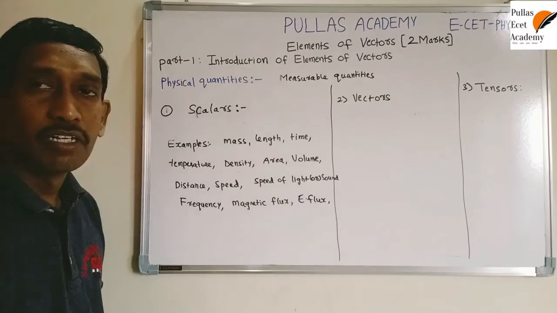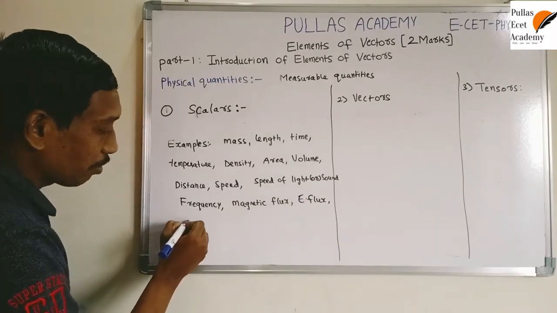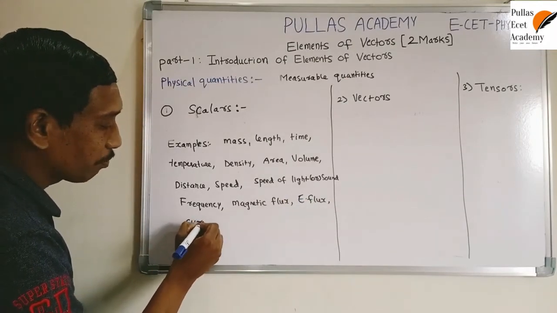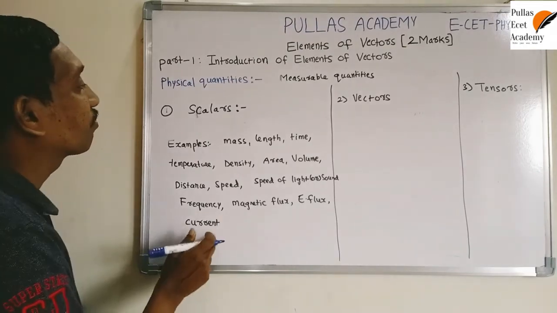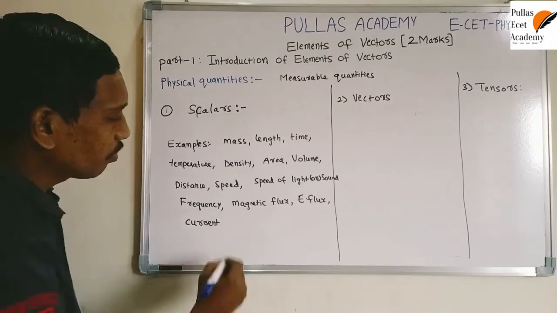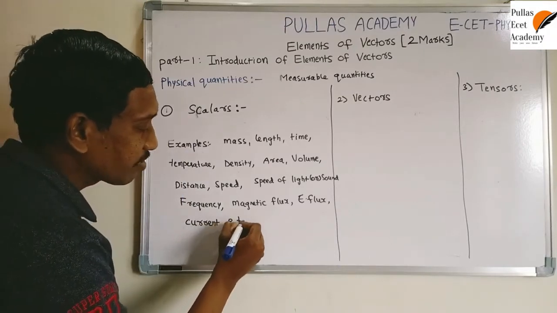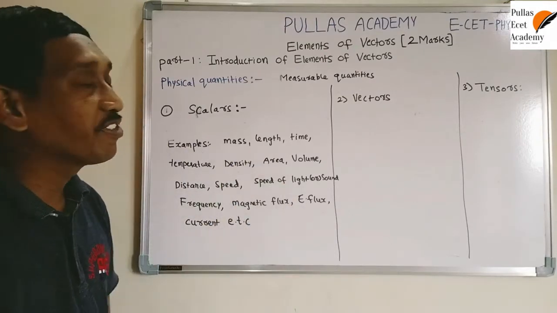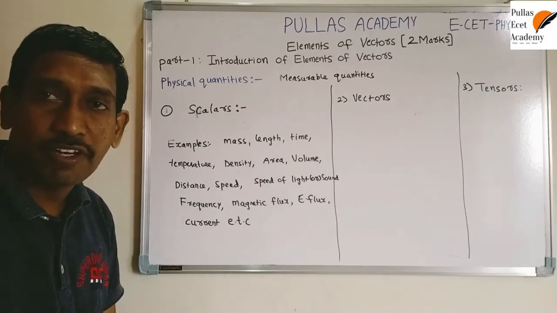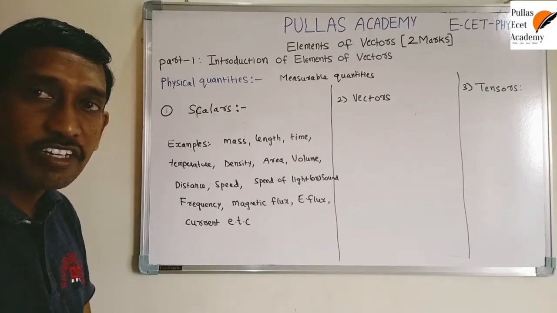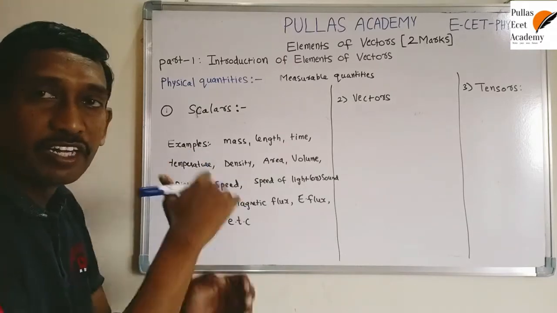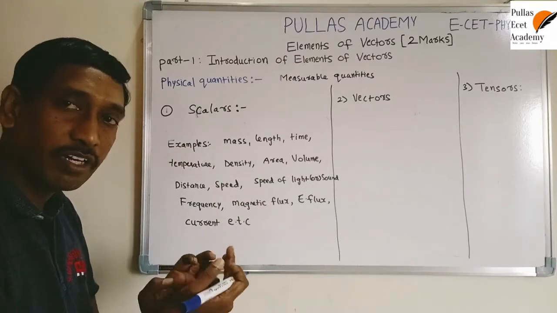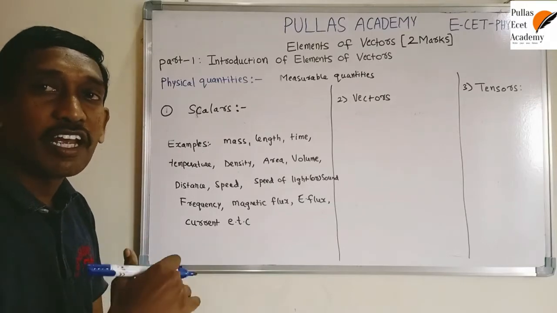Okay, now one more important example is current, or electric current. This is also a fundamental quantity, and this fundamental quantity is called a scalar quantity. So many quantities we have. At this point, I want to explain whether a physical quantity is scalar or vector. When we introduce any physical quantity, is it scalar or vector? In our syllabus, where we introduce that quantity, I want to explain whether it is scalar or vector.